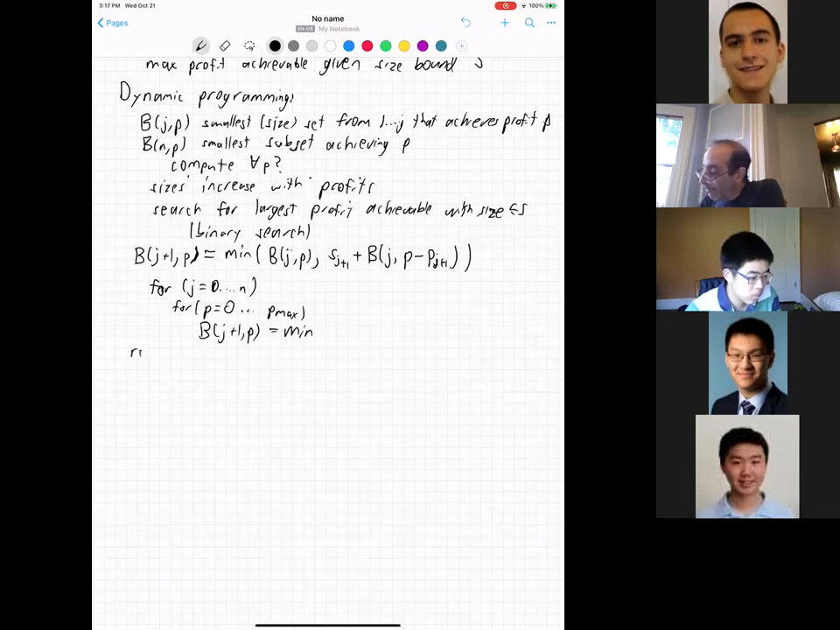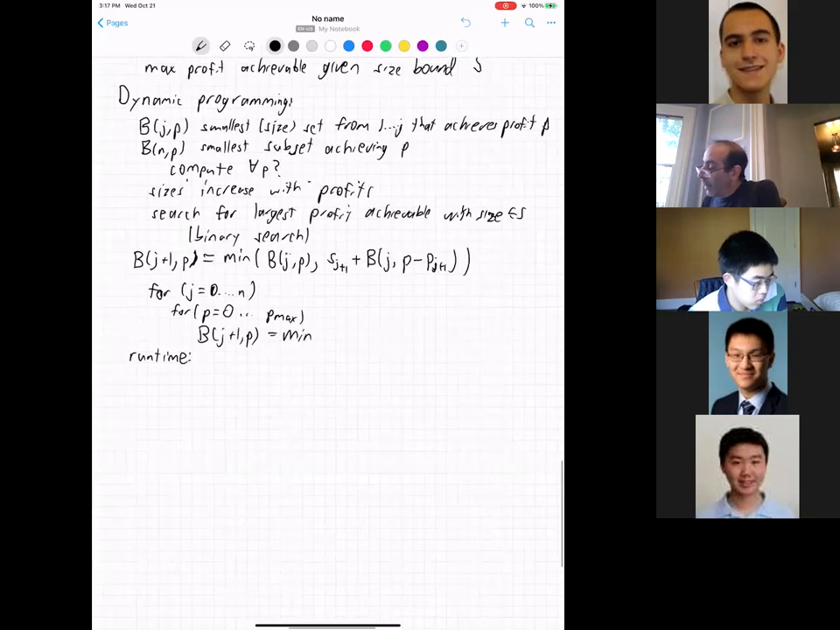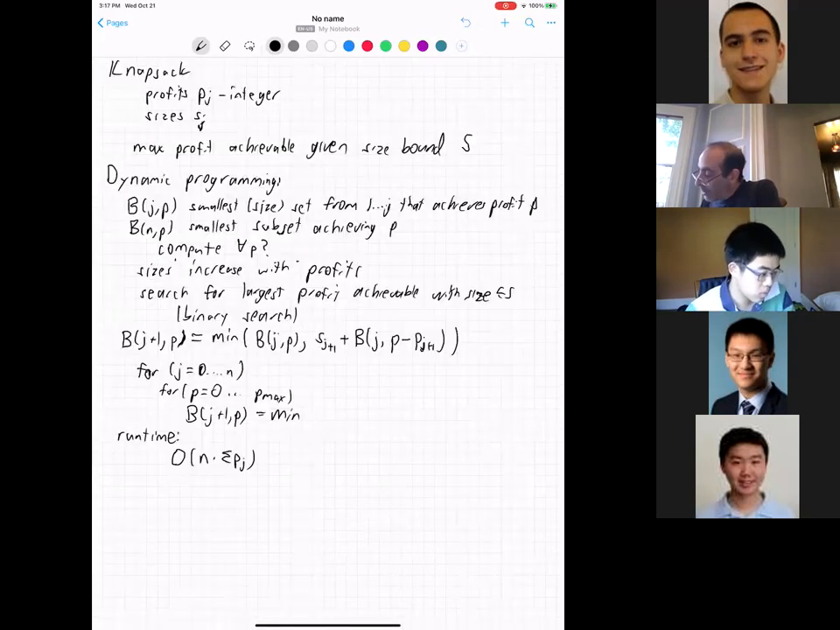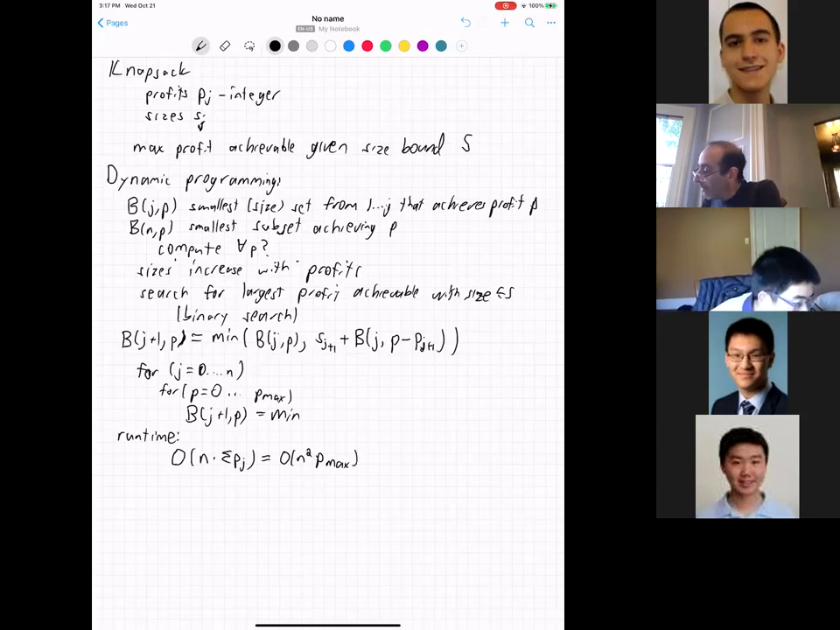So what's its runtime? O of n times the sum of the prices. Exactly. And of course, there are only n prices, right? So I can rewrite this as O of n squared times the maximum profit, or sorry, now you've got me doing it. N squared times the maximum profit.